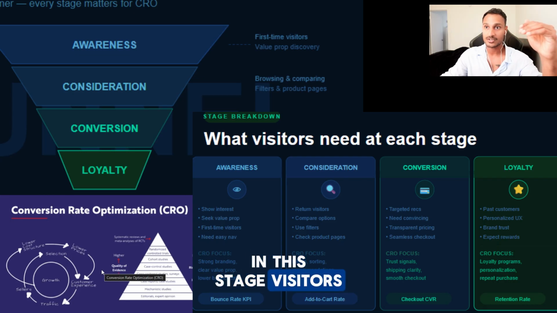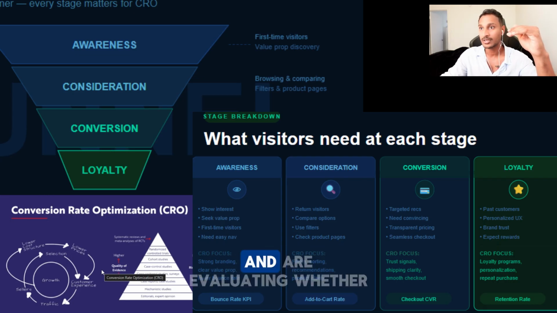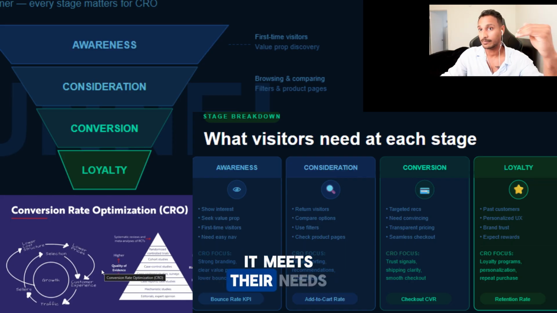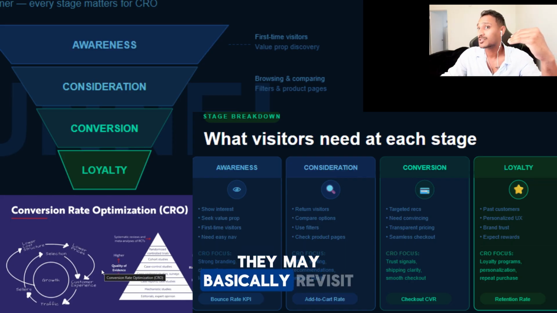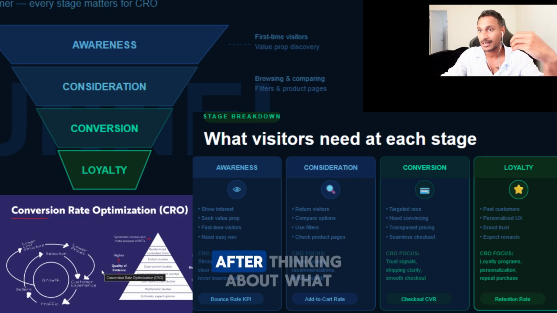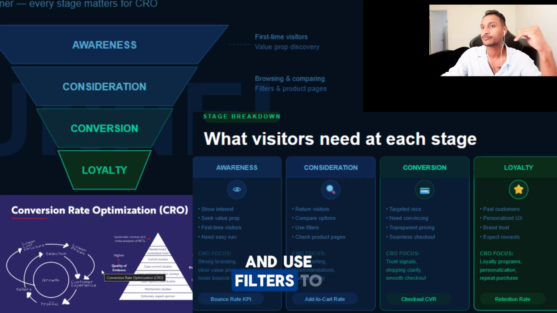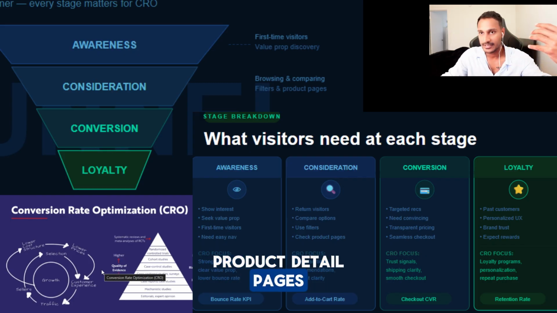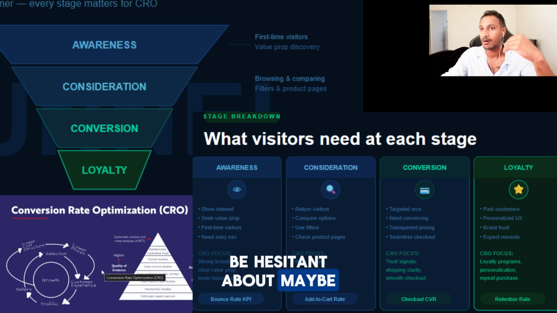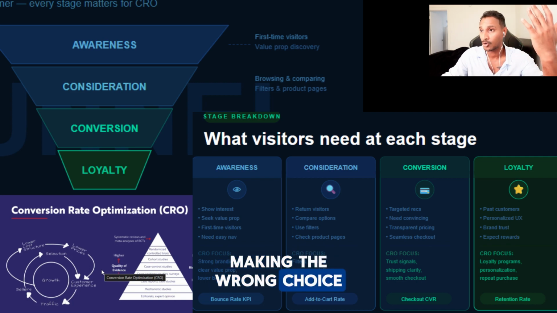In this stage, visitors are searching for a product like yours and are evaluating whether it meets their needs. They may revisit your website after thinking about what they need, browse product lister pages, and use filters to narrow options. They look for clarity on product detail pages, and may be hesitant about price, quality, or making the wrong choice.